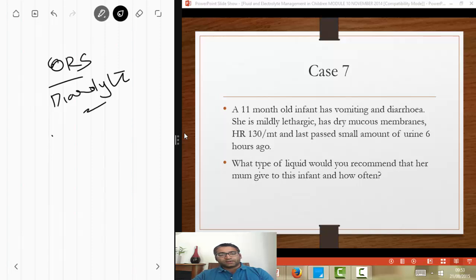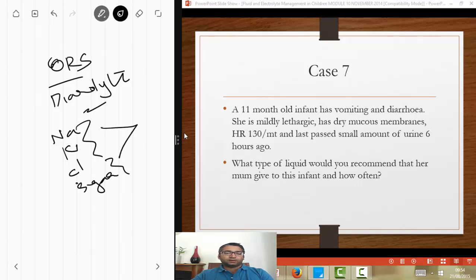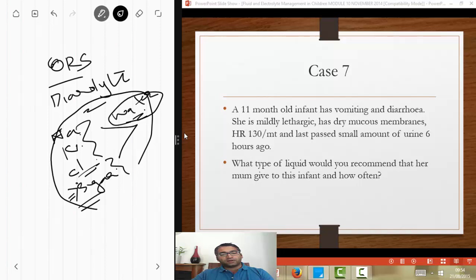Essentially, it contains sodium, it contains potassium, it contains chlorine, and it contains some sugar. So you have salt and glucose both, and obviously water. So the difference from giving water is that the child will get rehydrated at the same time, or the electrolytes which were lost will be replenished, and the child will have energy to survive. So you have everything you need to survive in the oral rehydration solution.